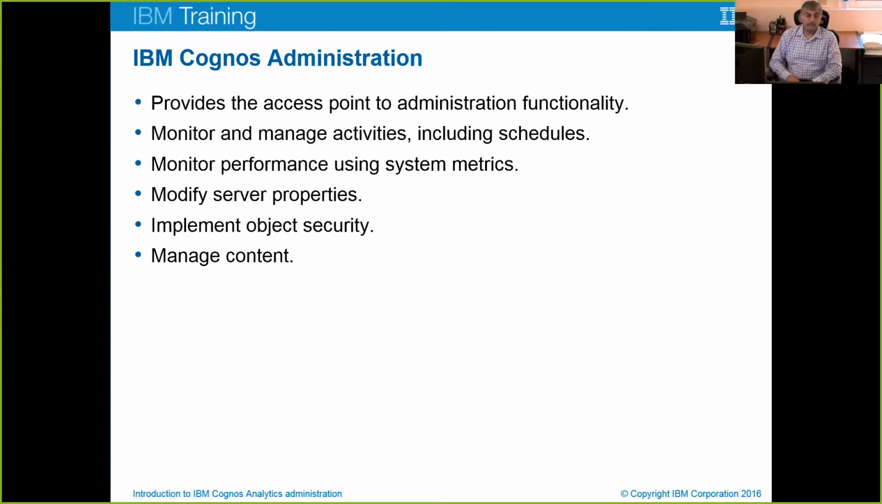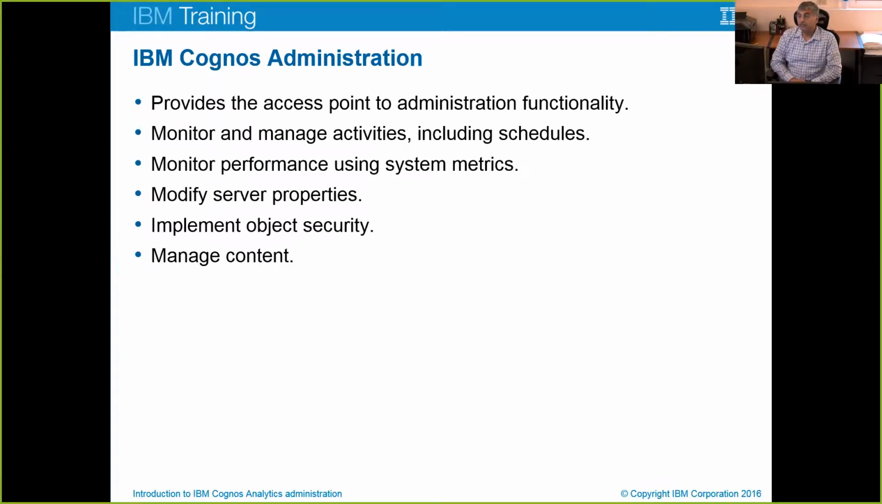IBM Cognos Administration Portal provides the access point for administration functionality. So once you go to the administration portal, everything connected with administration is available in that portal. Monitor and manage activities, including schedules. Monitor performance using system metrics. So you can check the number of failed requests, number of successful requests, percentage of failed requests, how many connections, how many processes during peak period, non-peak period.